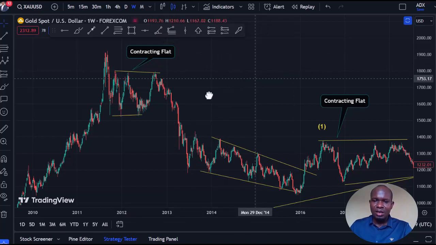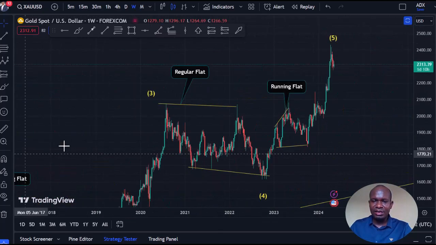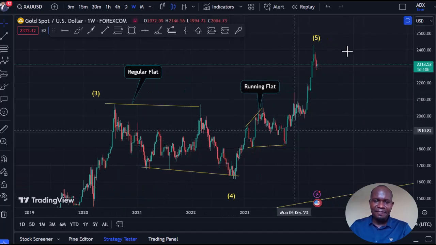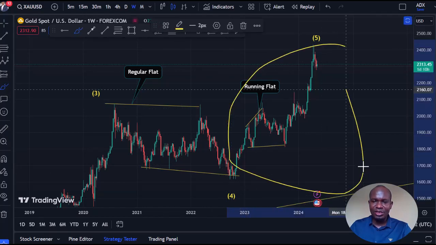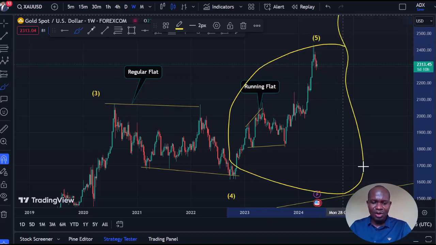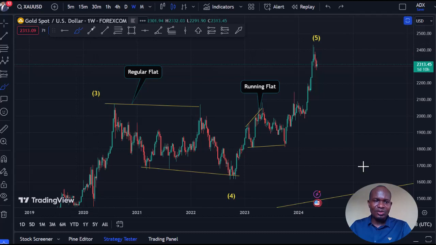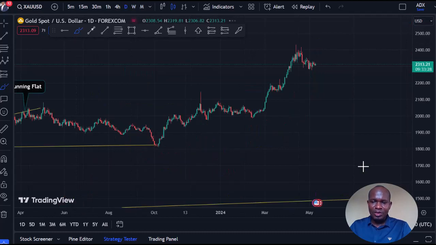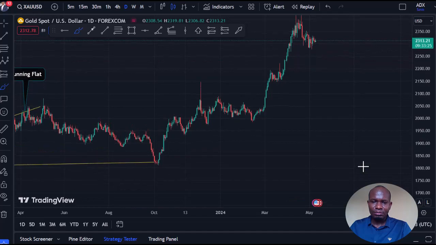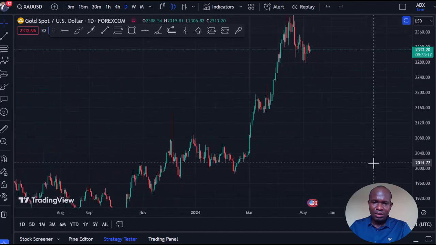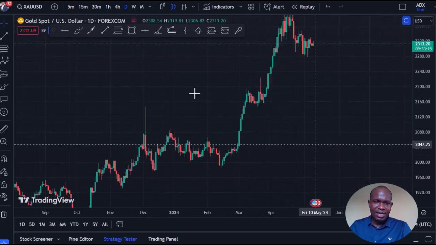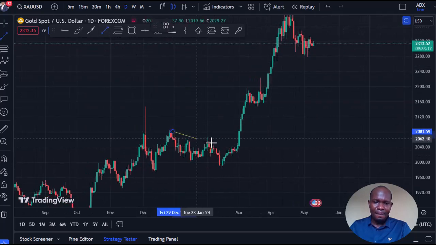While we focus our attention on the recent market data here, can you see any other pattern within this move aside from this running flat? Because that's where we are focusing our attention now. The answer is I can't really see much. Because of that, let's go to the daily chart. From the daily chart here, what can we see? I can see a clear regular flat here.